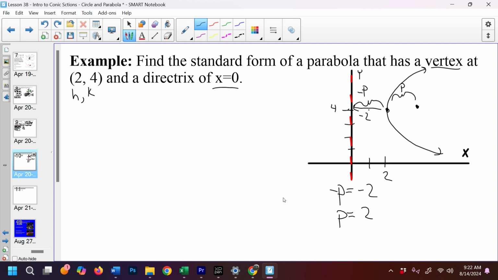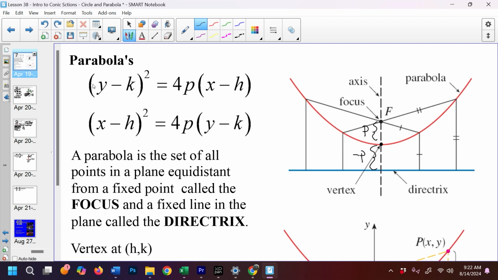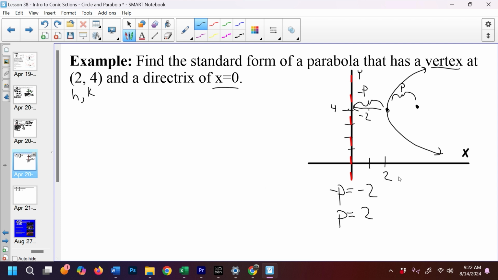The only thing I have to decide is, am I using the standard form that starts with y minus k squared, or am I starting with x minus h squared? Remember what I said. This equation says I have 2 y's for every 1 x. This one says I have 2 x's for every 1 y. When I go back to this expression here, if I were to pick a point x, this has 1 x, and if I go up through there, I will get 2 separate y's.